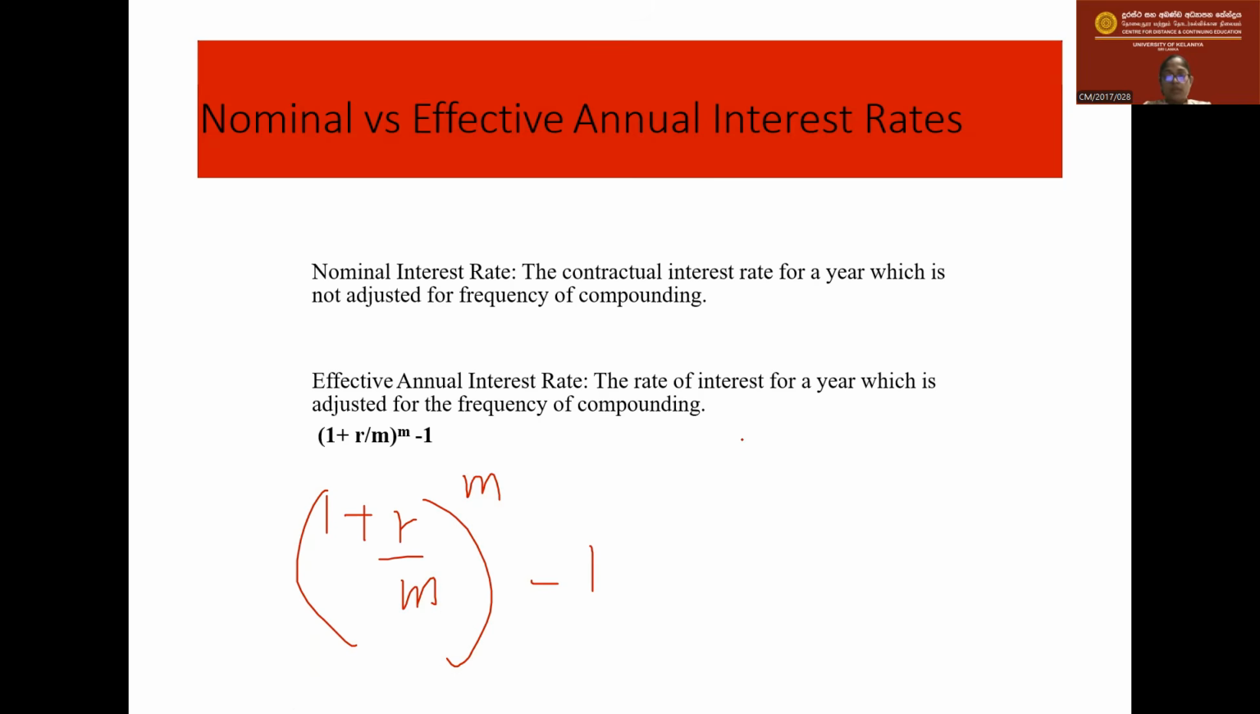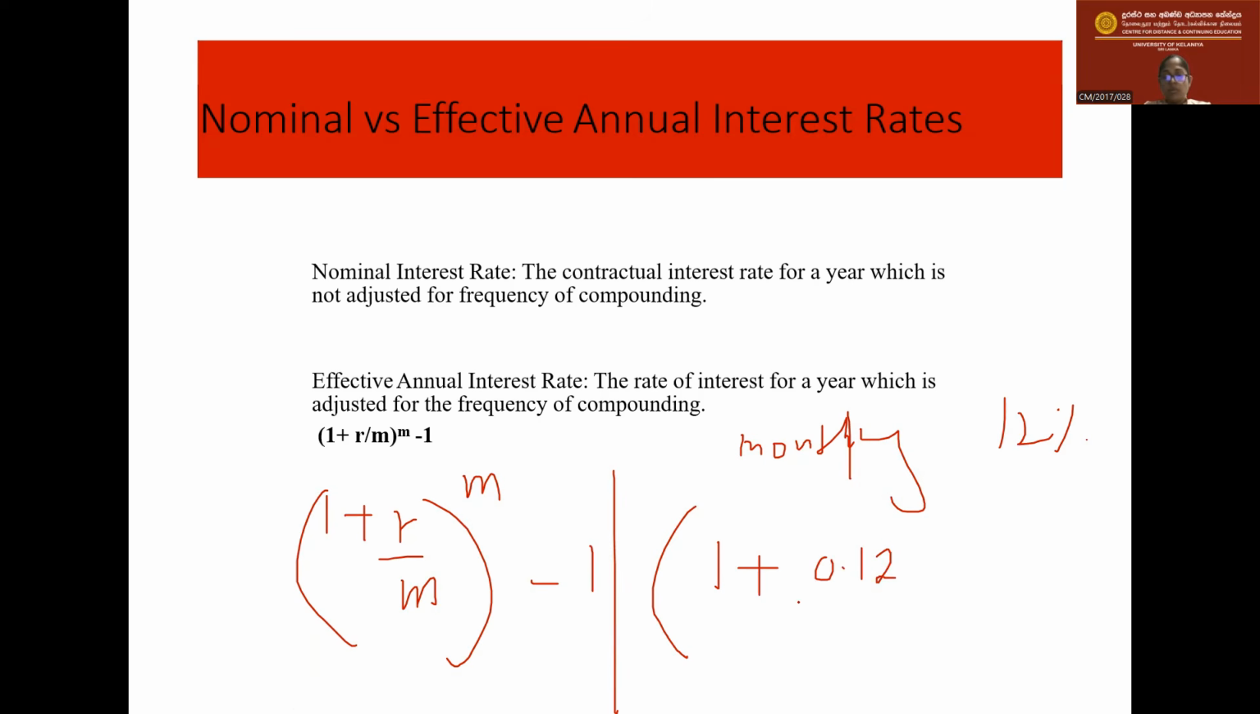Therefore, if the compounding is monthly and the annual interest rate is 12%, what would be the effective annual interest rate? Calculate the answer with the formula: 1 plus R, which is 0.12, over M, the frequency of compounding. We have to compound monthly, so divide by 12, and M is 12, minus 1. That is how you find the effective annual interest rate.